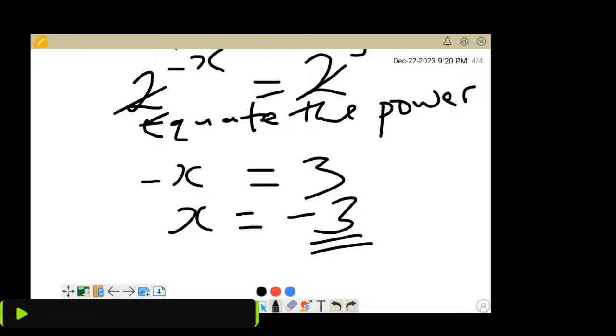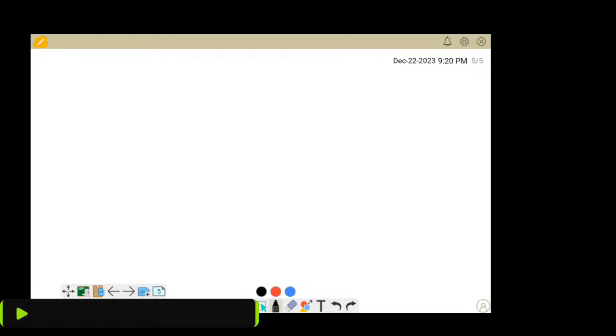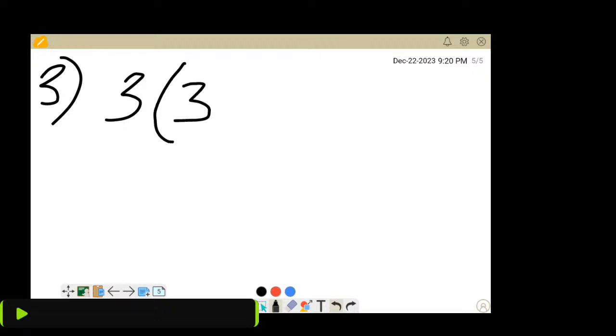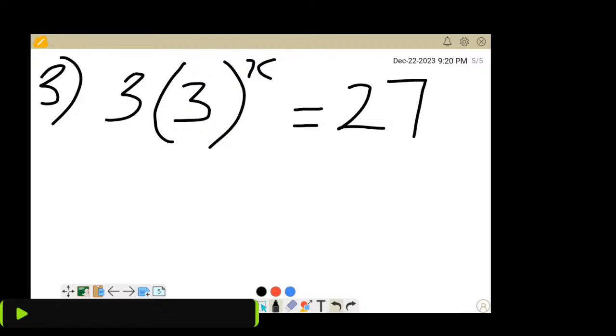Now let's look at another example. We still have some other examples that we want to consider. Let's say in our example 3, we have 3 times 3 raised to the power x equal to 27. When you come across things like this, don't make the mistake of multiplying the 3 in the bracket with the one outside the bracket, because the 3 in the bracket is carrying a power of x which is unknown. We don't really know what that x represents, so you cannot just multiply the 3 outside the bracket with the one in the bracket.